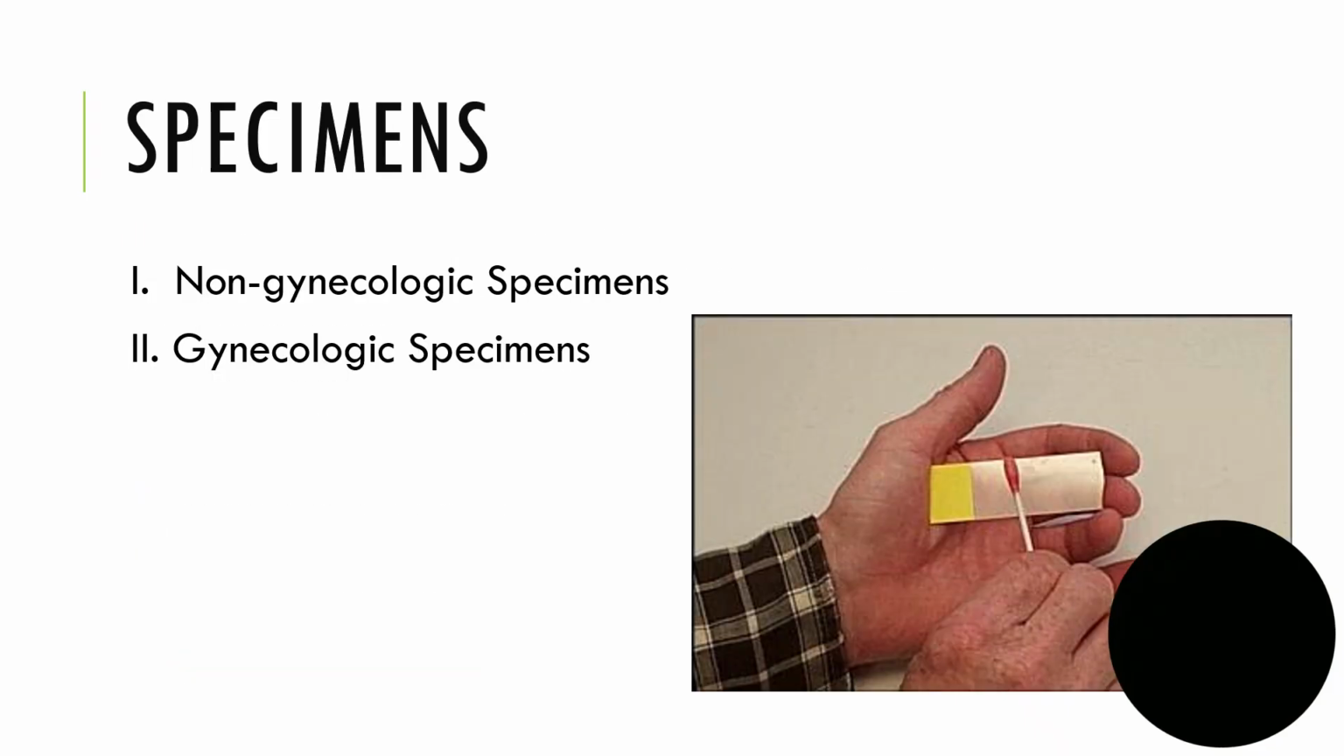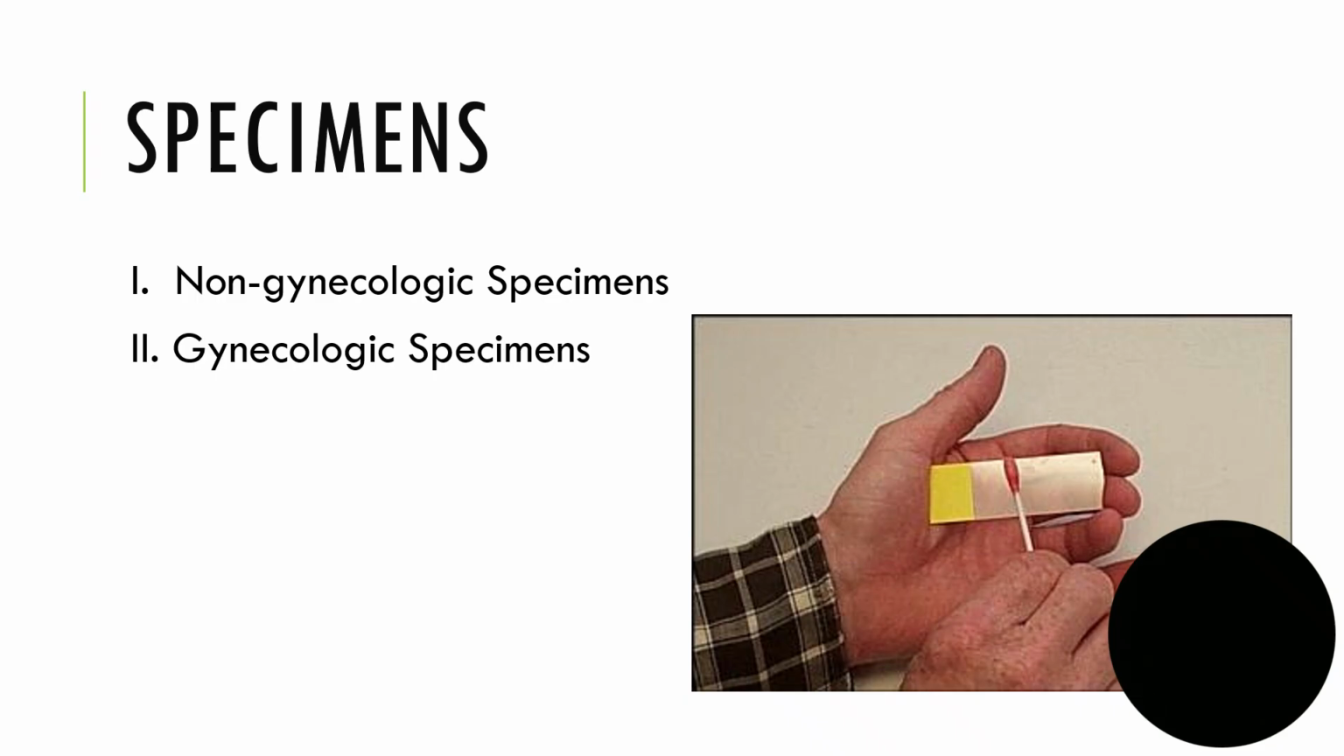Now we come to the classification of cytologic specimens. So we divide them into two major categories, non-gynecologic specimens and gynecologic specimens. This distinction is important not just academically, but practically. The collection methods, the clinical indications, the processing steps, and the interpretation criteria differ significantly between the two groups. So we will examine each category in detail over the next several slides.